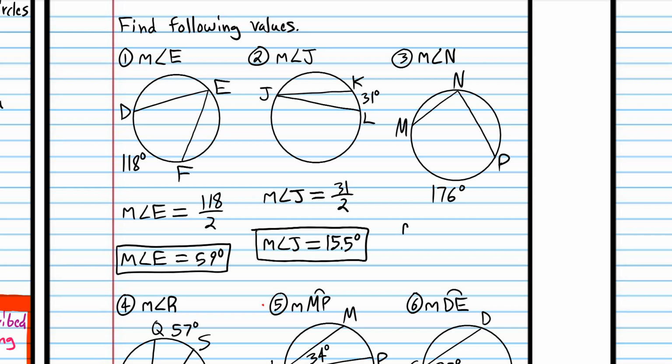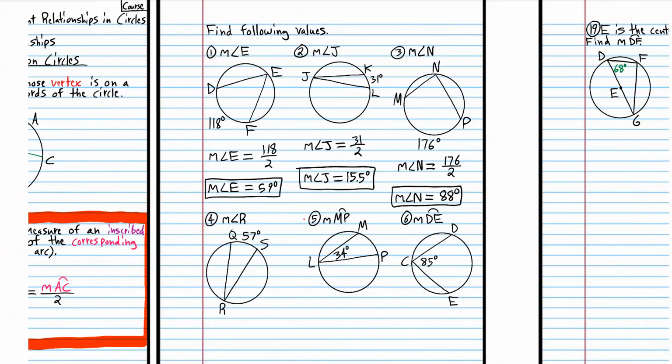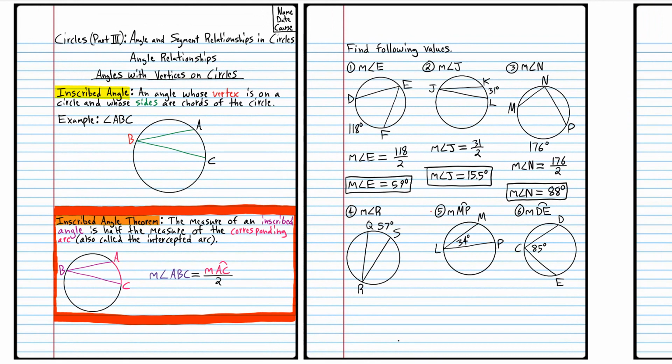All right, we're back. The measure of angle N is equal to the measure of the corresponding arc, or intercepted arc, divided by 2. So the measure of angle N is equal to whatever 176 divided by 2 is, and you can use your calculator if you need to. 176 divided by 2 is equal to 88 degrees. So if you got 88 degrees, good job. Go ahead and try number 4, and when you come back, we'll do it together.